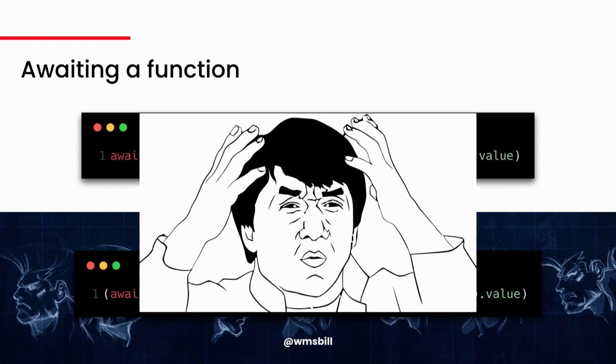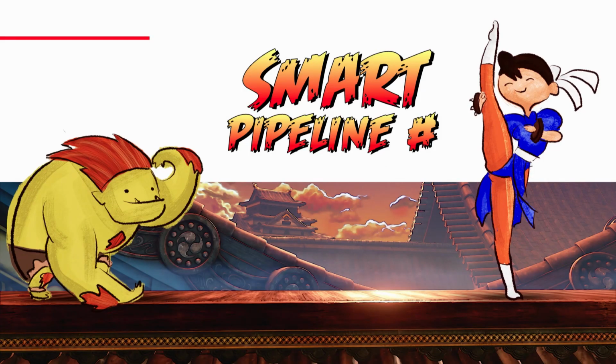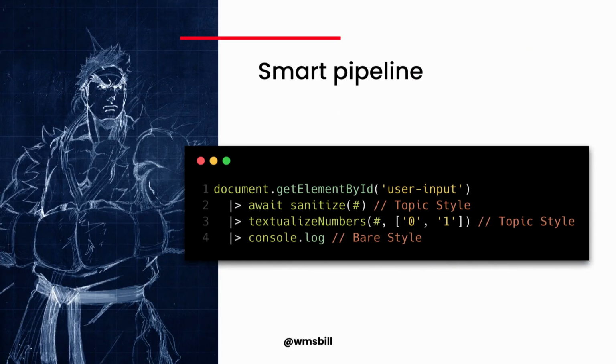To answer those questions, we need to understand the two competing proposals we have for this, because the minimal proposal doesn't cover this completely. I want to present you the first one, which is Smart Pipeline. The Smart Pipeline solves this in two ways.